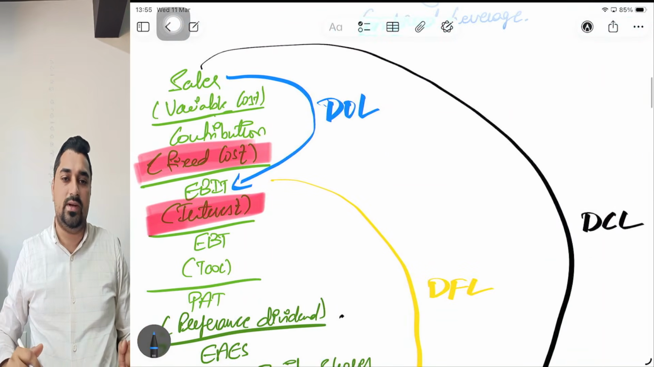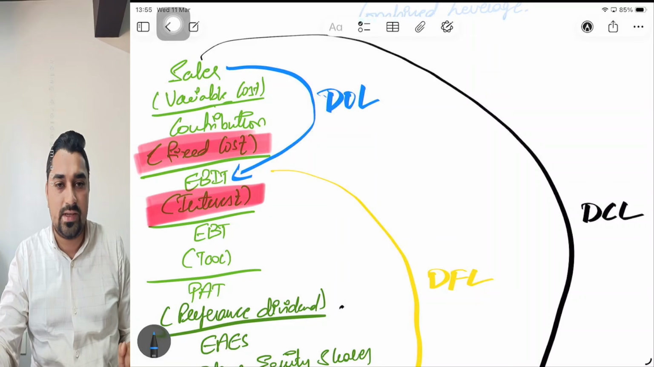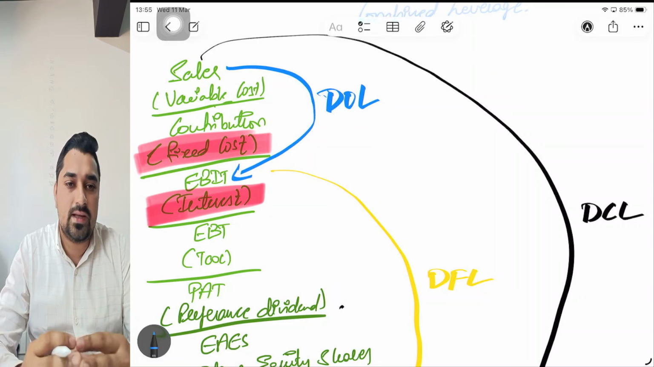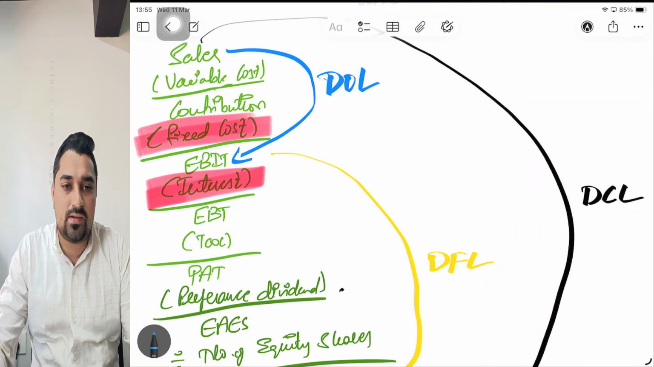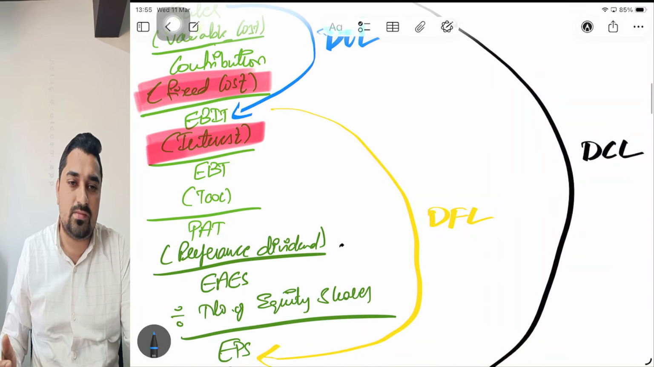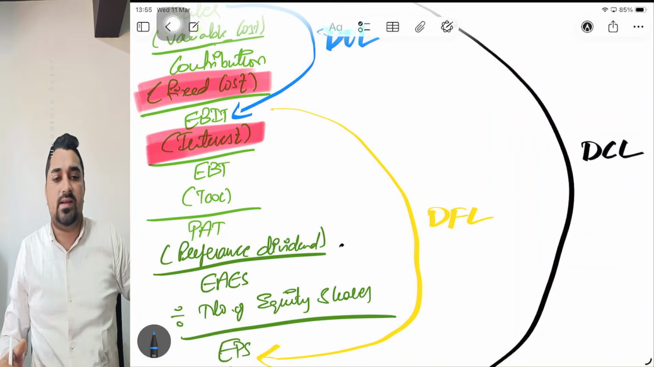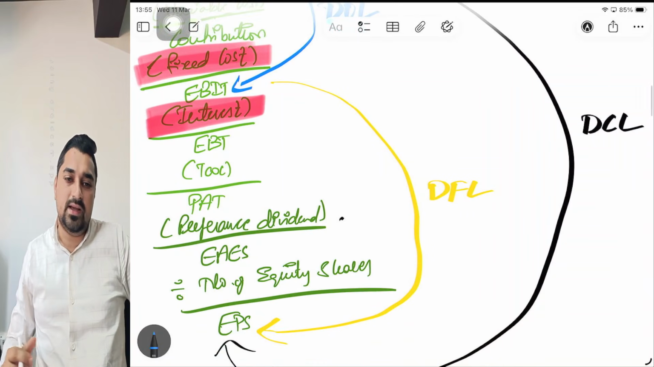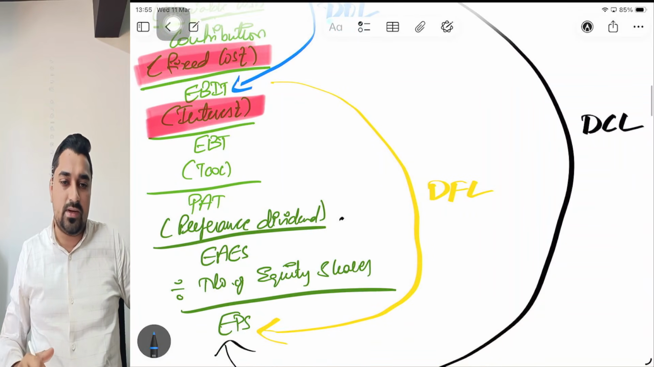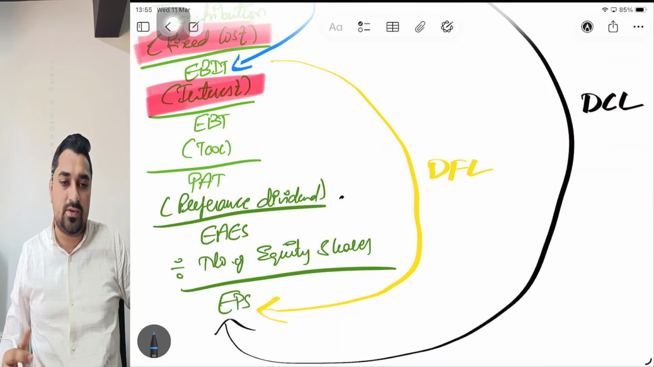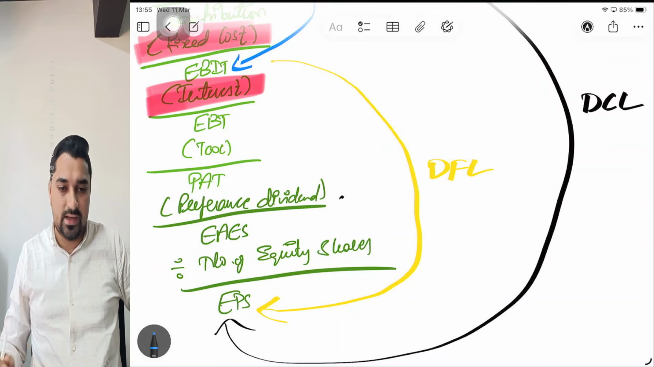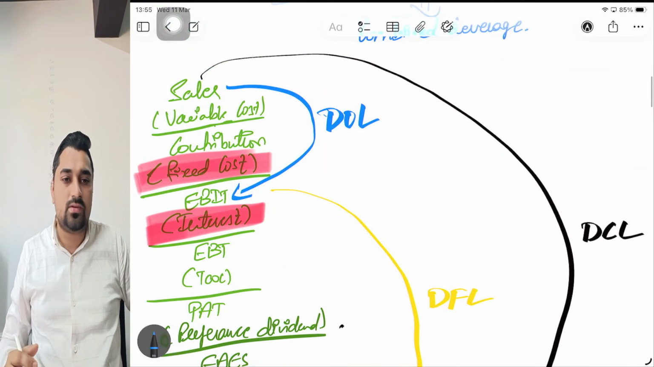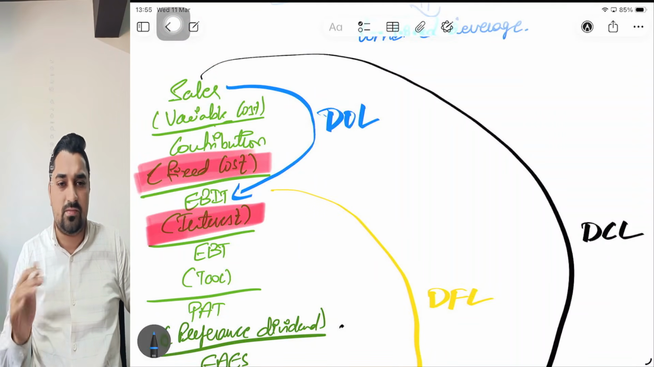Coming to the next concept. How do you calculate leverage? To calculate leverage, first you need to understand the profitability statement. Just to quickly revise, sales minus variable cost will give you contribution, contribution minus fixed cost is EBIT, minus interest is EBT, minus tax is PAT. In that you will pay first preference dividend. What is left out is earnings available to equity shareholders, and if you divide that by the number of equity shares, you will get EPS. You need to know the profitability statement first, and only from this can you derive the formulas of leverages easily.